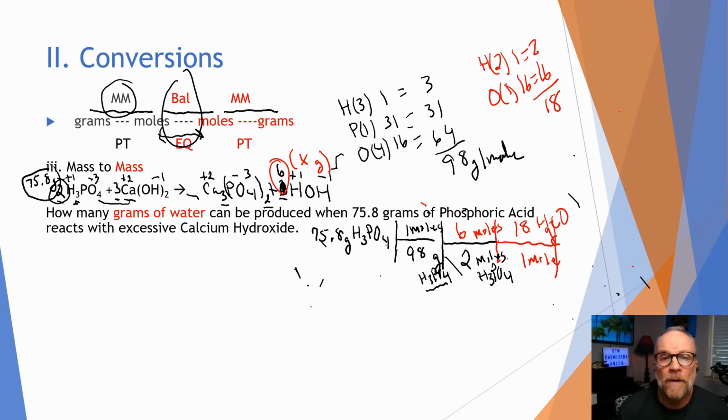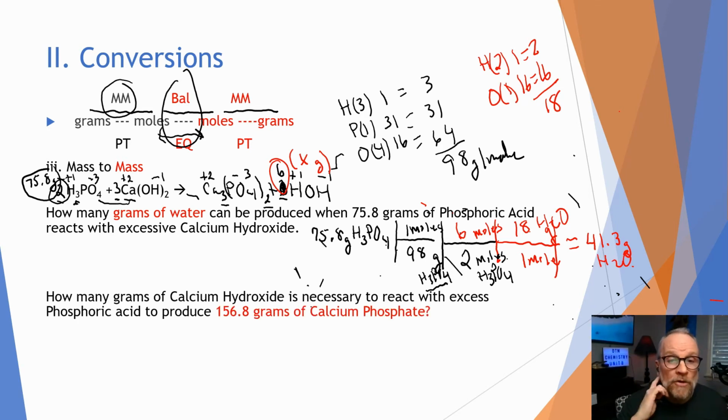A lot of work there, but the steps aren't any more difficult than the other problems that we've done. So now we need to multiply across the top and divide by the bottom. So I get 41.3. So our answer here is 41.3 grams of water. Okay, so we have another problem coming up. Why don't you try to work that one, pause the video and work that one, and then we'll come back and discuss it.